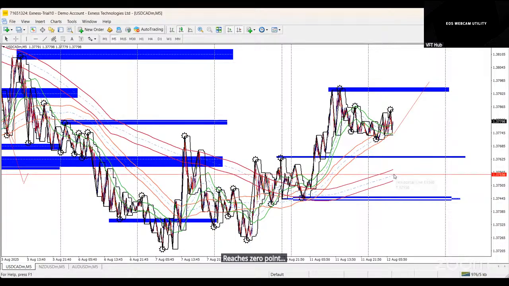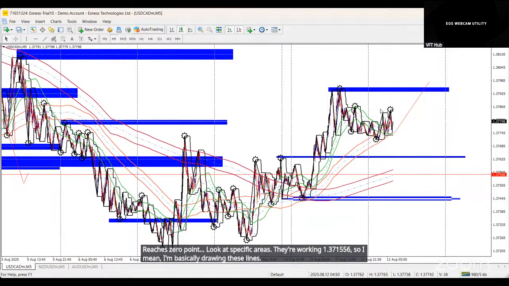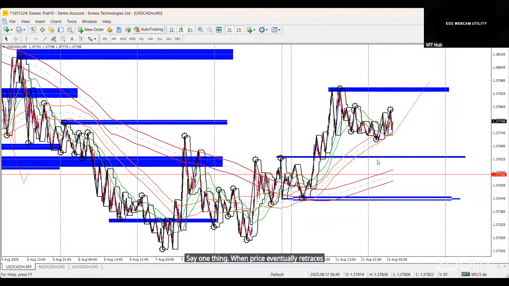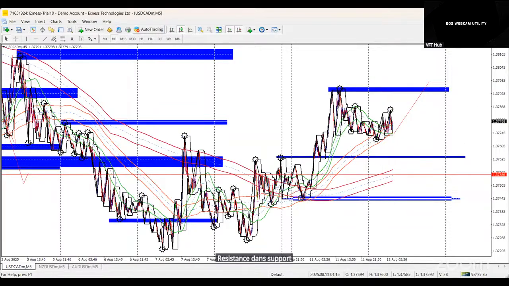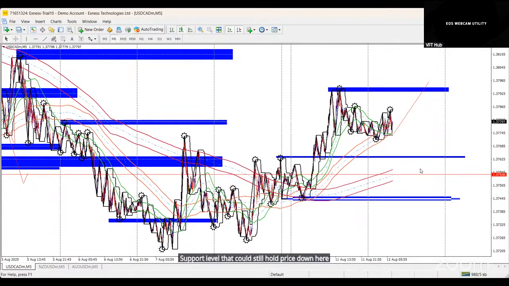Get the specific area, 1.37556. So I'm basically drawing these lines to say one thing. When price eventually retraces, it is going to retrace into one of these support zones. Resistance zone, support for a buy. There's a support level that would still hold price down here. So when you come back in here, give us confirmations.